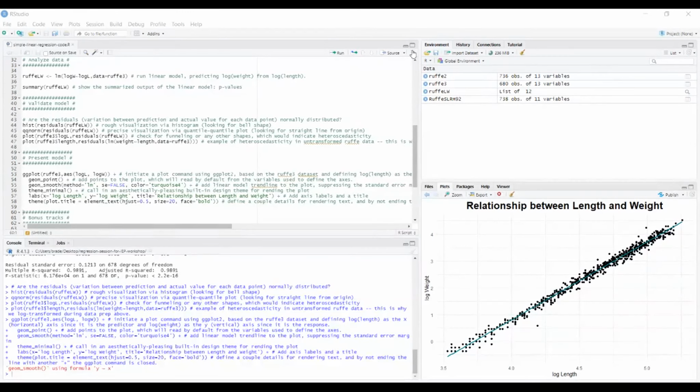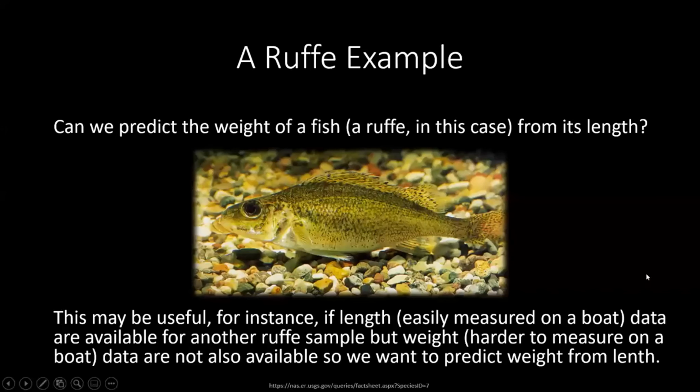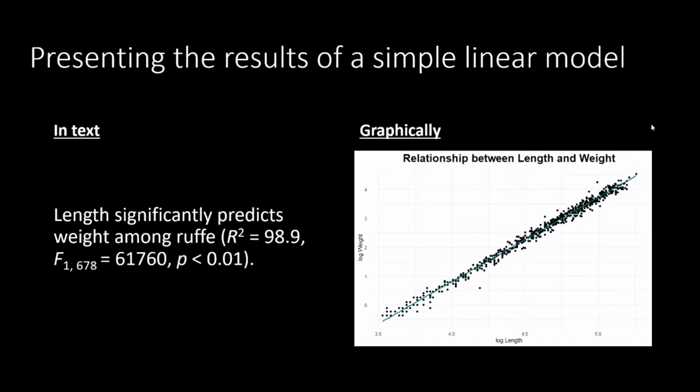So going back to our rough example, how would we write up that model? How would we share that model with our audience? A quick, simple presentation in the text. You might tell your audience that length significantly predicts weight among rough, and give them some quantitative measurements of that. The R squared is, the decimal should be 2 spots over, the R squared is rounded up to 0.99, which is about as close to 1 as you can get without being 1 to that level of detail.